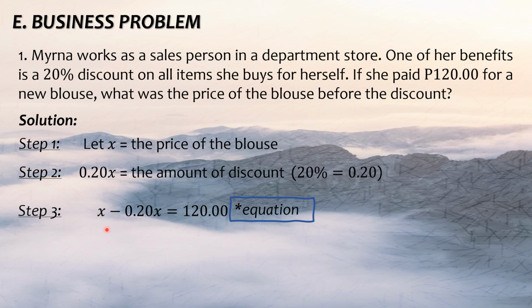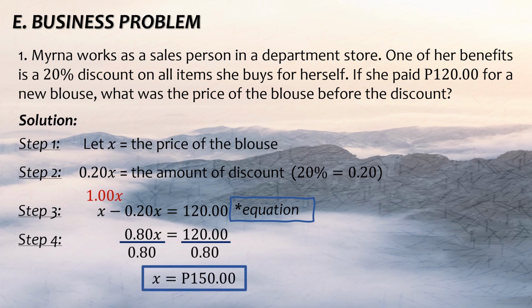So, paano nga ba natin ima-minus ang x sa 0.20x? Ang x ay katulad lamang ng 1 or 1 peso or 1.00x. So, ibig sabihin, ima-minus natin yung 1.00 sa 0.20. Kaya magiging 0.80x equals 120. And then, para makancel natin yung 0.80, we have to divide both sides by 0.80. Therefore, the value of x is 150 because 120 divided by 0.80 is 150 pesos, which is the price before the discount.